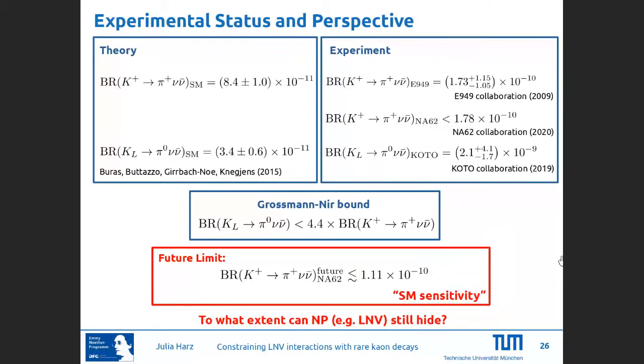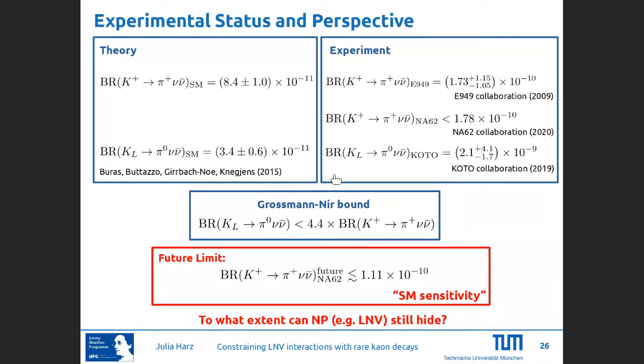And what is the other motivation? The other motivation is, of course, that I have in the standard model an extremely precise theoretical prediction, both for K plus and K long. And on the other side, I have experiments, and especially future experiments, that will really probe these processes to an incredible precision, almost down to the standard model sensitivity. The best limit here is basically E949. Then there's the new data from NA62. So far there's only the upper bound within the publication, and then also here the limit from KOTO.